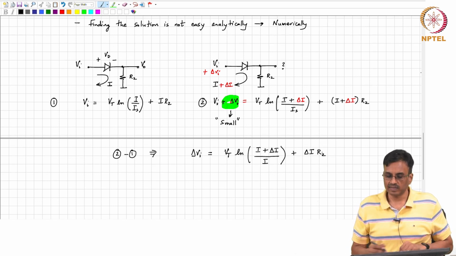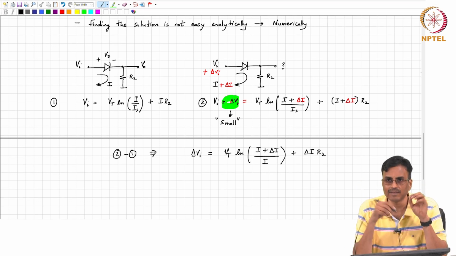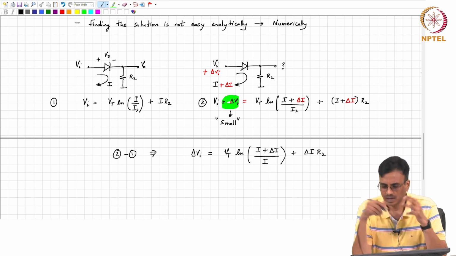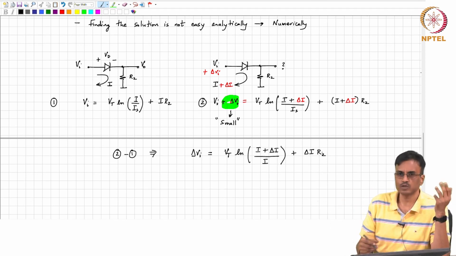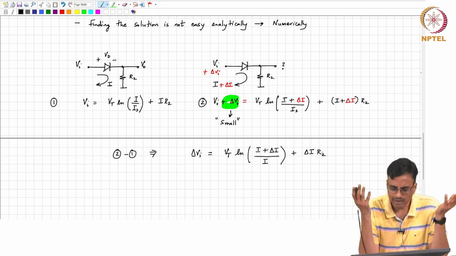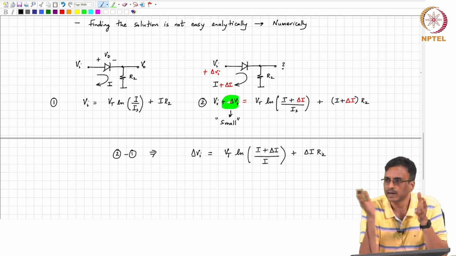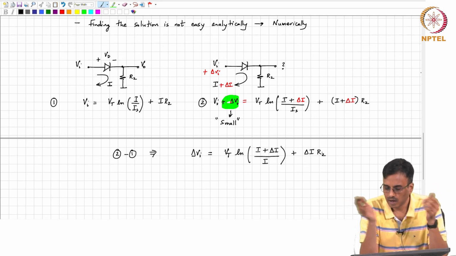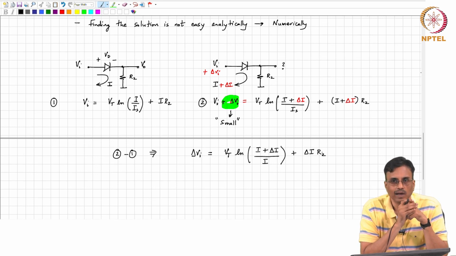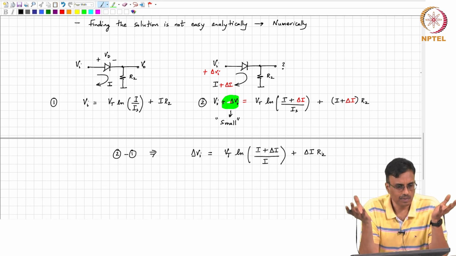Quick question, is this valid for all delta Vi, or is it only valid for small delta Vi? There is nothing wrong with this equation. This is valid for all delta Vi, because both equations 1 and 2 are valid for all values of excitation, and I have simply subtracted the two equations.